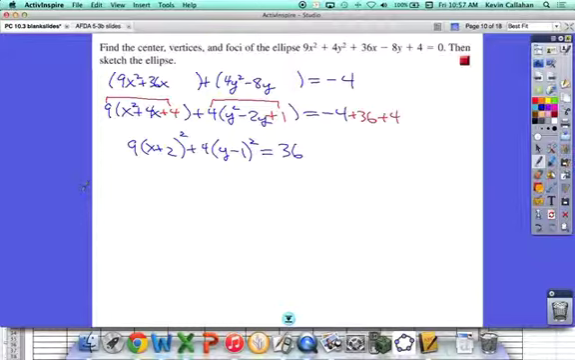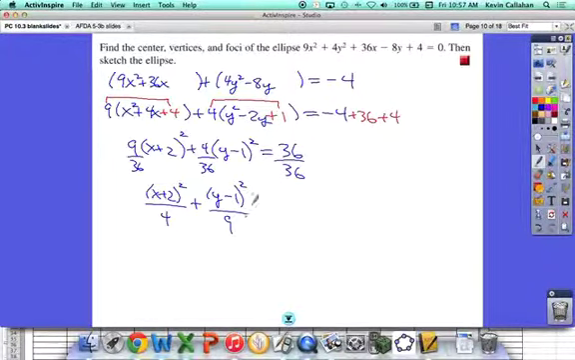Okay, is that in the standard form? What do we have to do? Last step. Divide by 36, because we need a 1 on the right-hand side. So divide 36, divide 36, divide 36. So this will be (x plus 2) squared divided by 4 plus (y minus 1) squared divided by 9 equals 1.